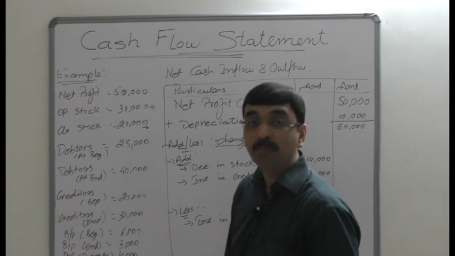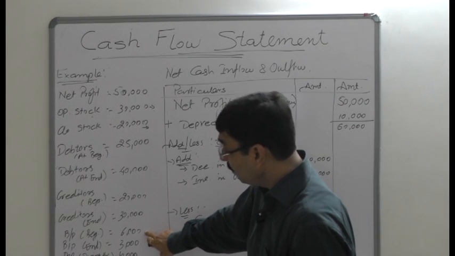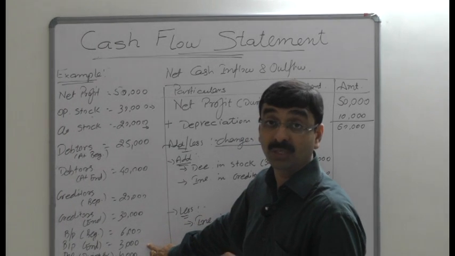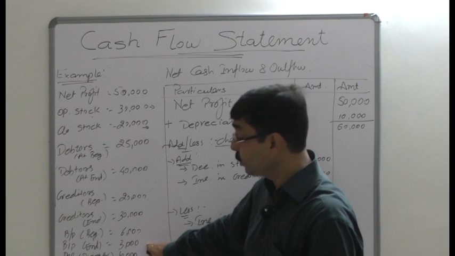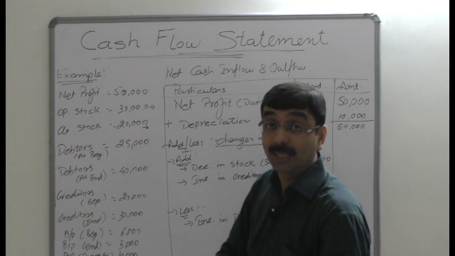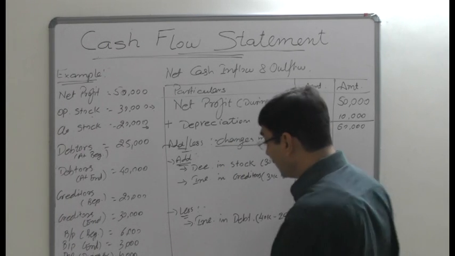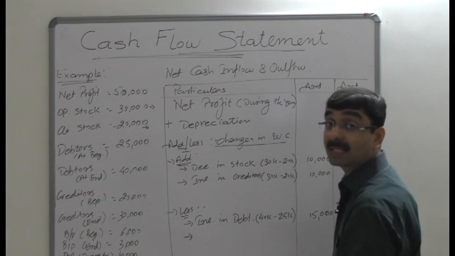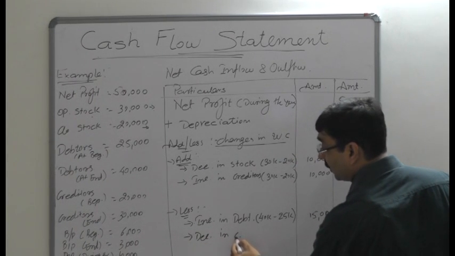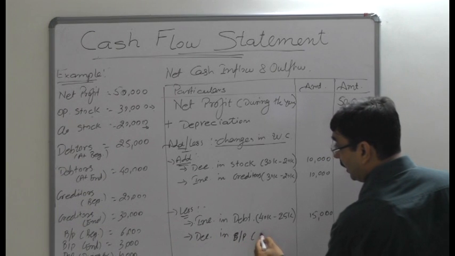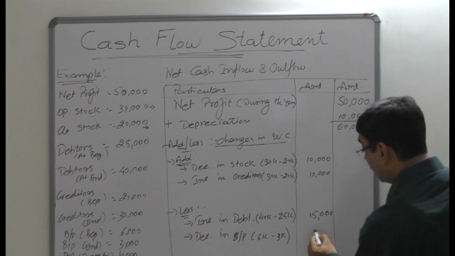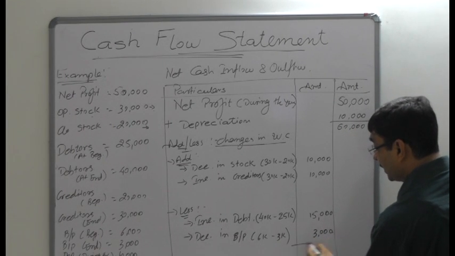See the next item, bills payable. Bills payable at the beginning of the year is 6,000 and at the end of the year it's 3,000. So the difference is rupees 3,000, and in a very simple way the bills payable is decreasing. If the current liability is decreasing, that means it's a cash outflow. So in case of a decrease in current liability, or in case of bills payable, it always shows a decrease in cash inflow of rupees 3,000.